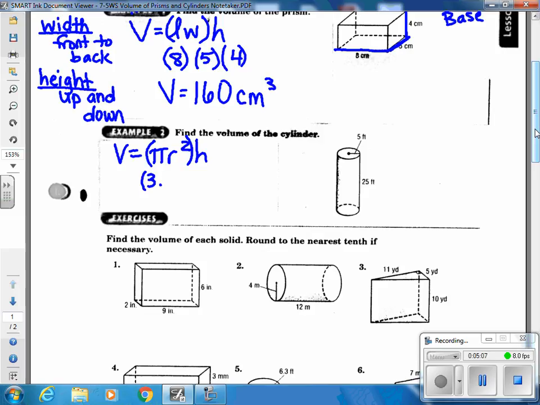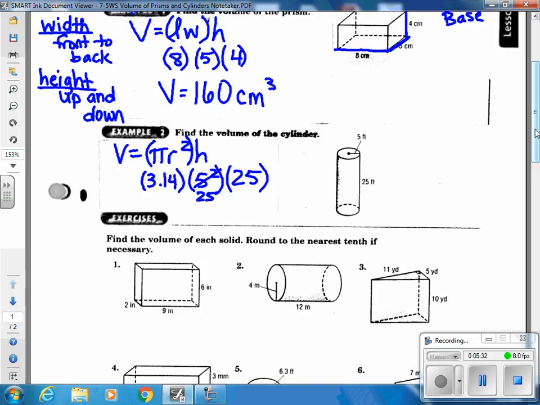We know pi is always 3.14. The radius is given in the picture. It's pointing to the 5, so that's 5 squared. And the height of the whole cylinder is 25. So this is a very tall cylinder. Mathematically, you have to go through PEMDAS, so you have to do exponents first. 5 squared turns into 25. So now you can go ahead and calculate 25 times 25 times 3.14, right?